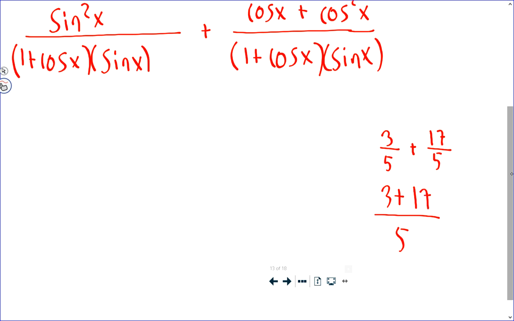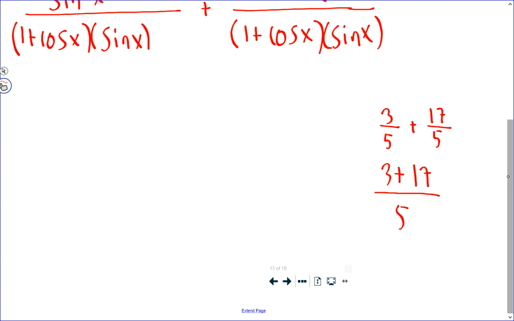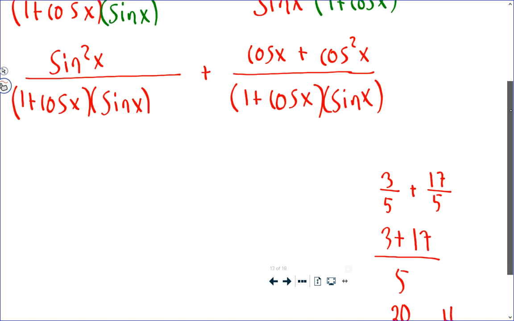When you add the numerators together, you get 20 over 5, and I've chosen these numbers for a particular reason. 20 over 5 can be simplified because there's a factor of 5 on the top and a factor of 5 on the bottom, so it gives us 4. Okay, let's keep that in mind as we put these fractions together.